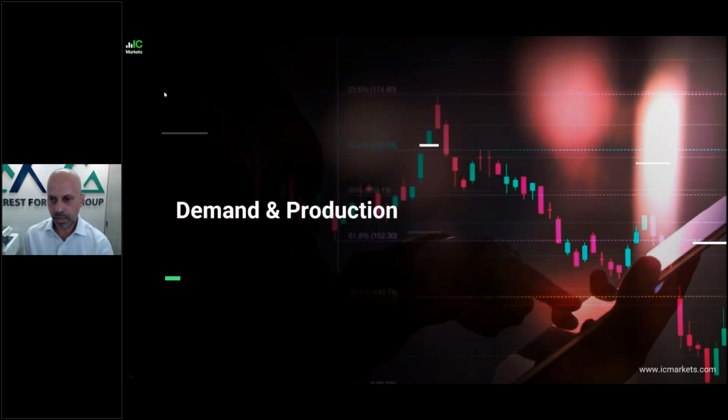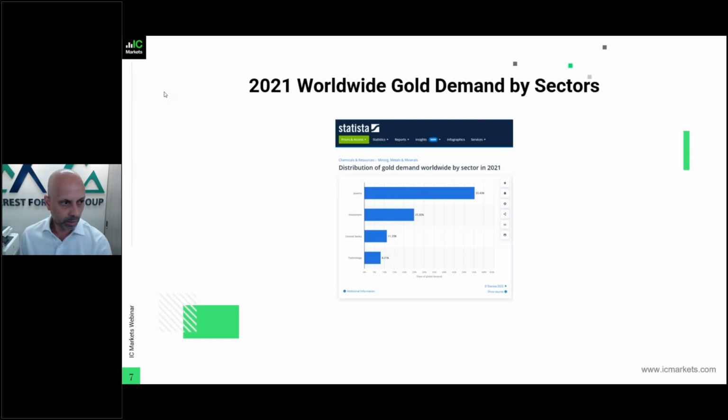Demand and production. We have some stats coming up for the years 2021 and 2022. For 2021, this is the global distribution of demand for gold, which primarily comes from jewelry. 55% of gold demand in 2021 came from the jewelry sector. Then we had investments at 25%. This means your ETF investments or futures, any other financial products that may allow you to invest in gold.